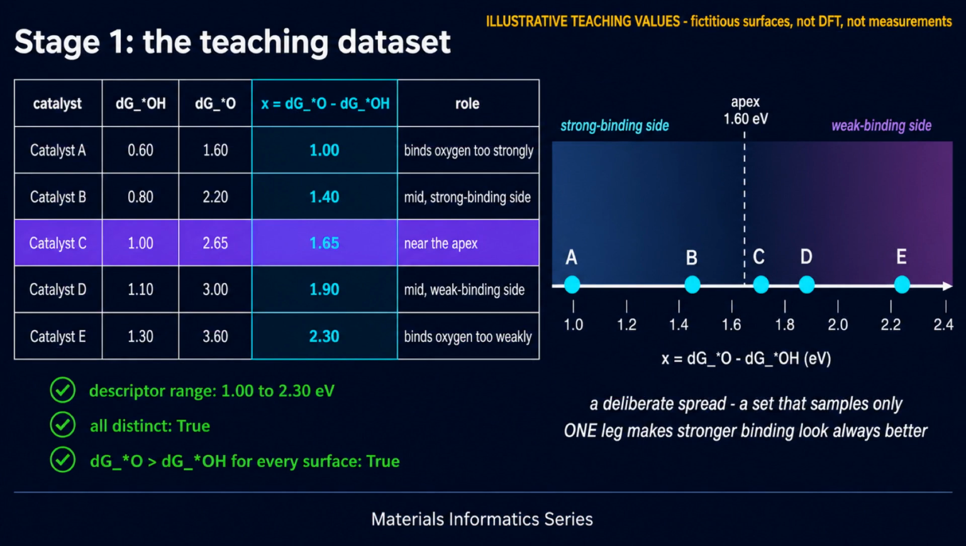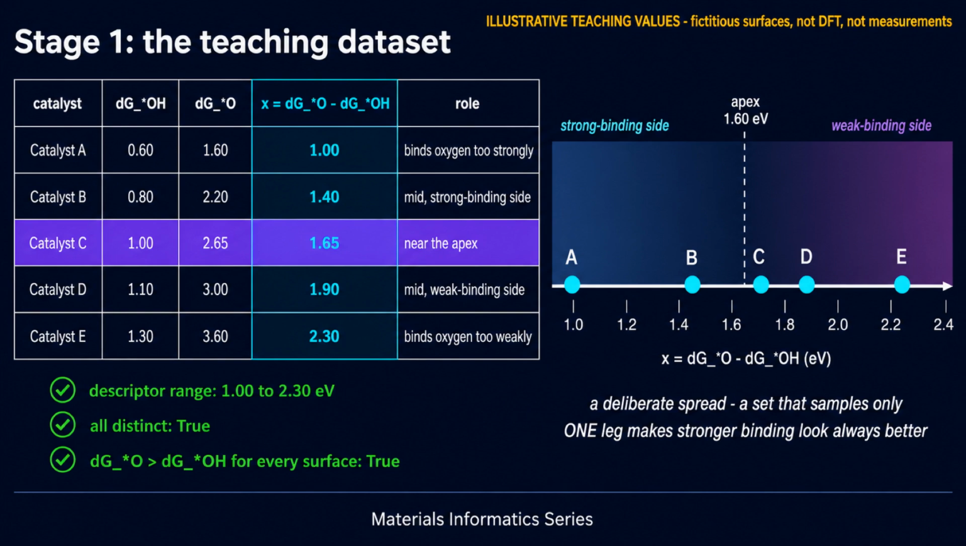The descriptors span 1.00 to 2.30 electron volts, straddling the apex at 1.60 that Chapter 3 derived. Catalysts A and B sit on the strong binding side, C just past the apex, D and E on the weak binding side. That spread is a deliberate act of dataset design. A screening set sampling only one leg would produce a monotonic-looking relationship, and someone reading the plot would conclude that stronger binding is always better. It is not. It is better only until the apex.